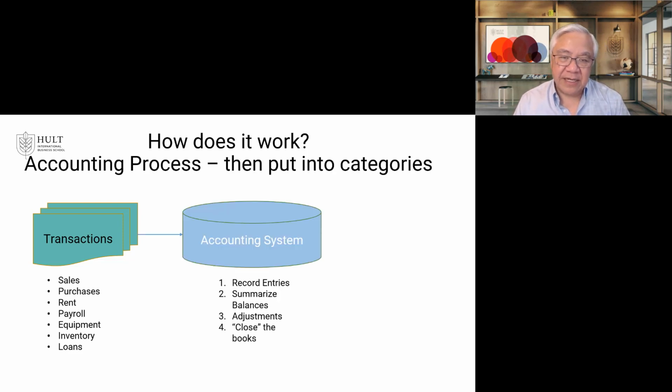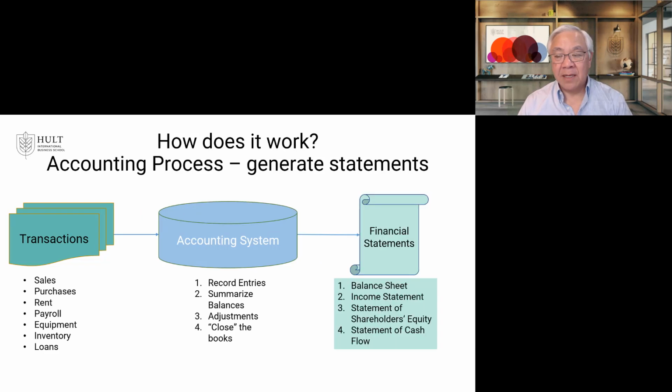We put those into an accounting system if they are accounting transactions. Some pieces of paper are not transactions. So we put them in an accounting system where we record entries, then we summarize the balances, we make adjustments to conform with GAAP, and then we close the books, and then we report using that status of the accounting system. We call it the trial balance. And those statements are the four we've been seeing: balance sheet, income statement, shareholders' equity, and cash flow. So this is the general high-level view of the accounting process. From transactions into the system, and out of the system come reports.